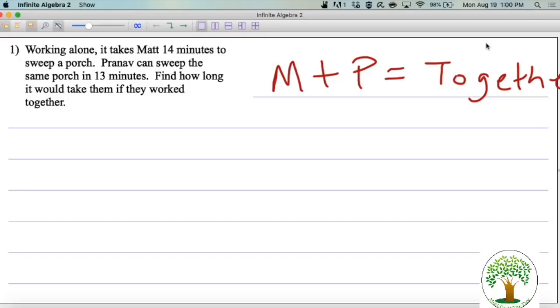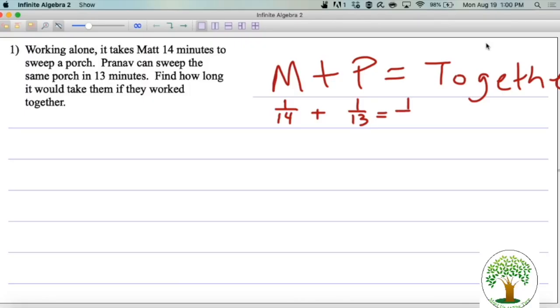1/14. So we go 1 over 14, so we can put it all in one type of unit. 1/14 of the job he can do in 1 minute. What about Pranav? 1/13. Okay? And we want to know how much it's going to take them to do all together, but we still have to keep it in minutes.